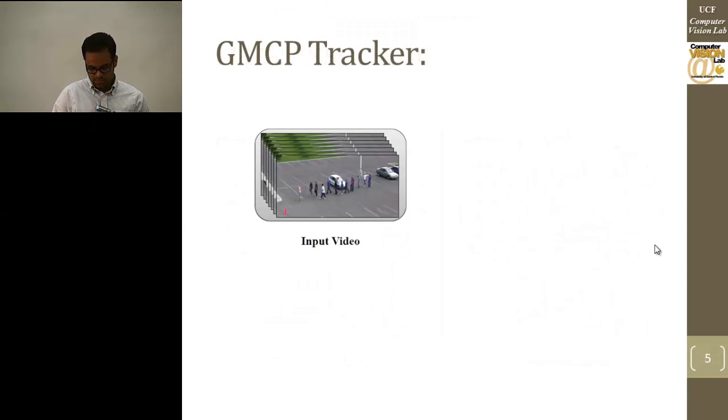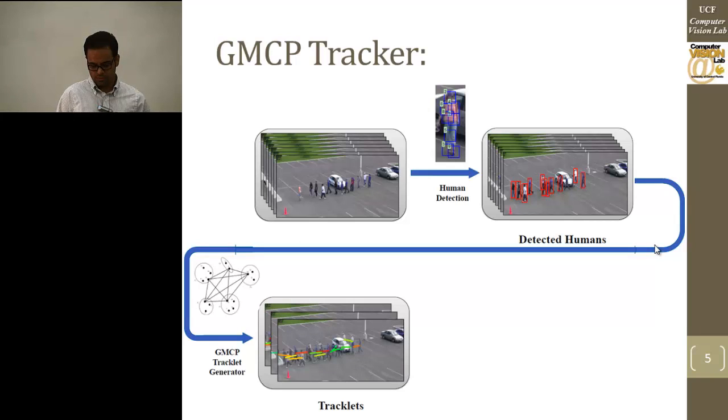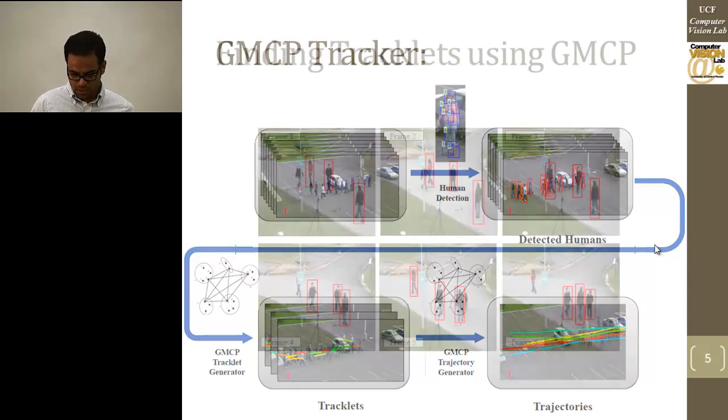So here's the block diagram. We have input video. We have detected humans in every single video frame, and we divide the video into a certain number of segments of fixed size, and we use GMCP Tracker to find the tracklets of each person in each segment. Then we use GMCP one more time in order to merge these tracklets into full trajectories over the course of the whole video.